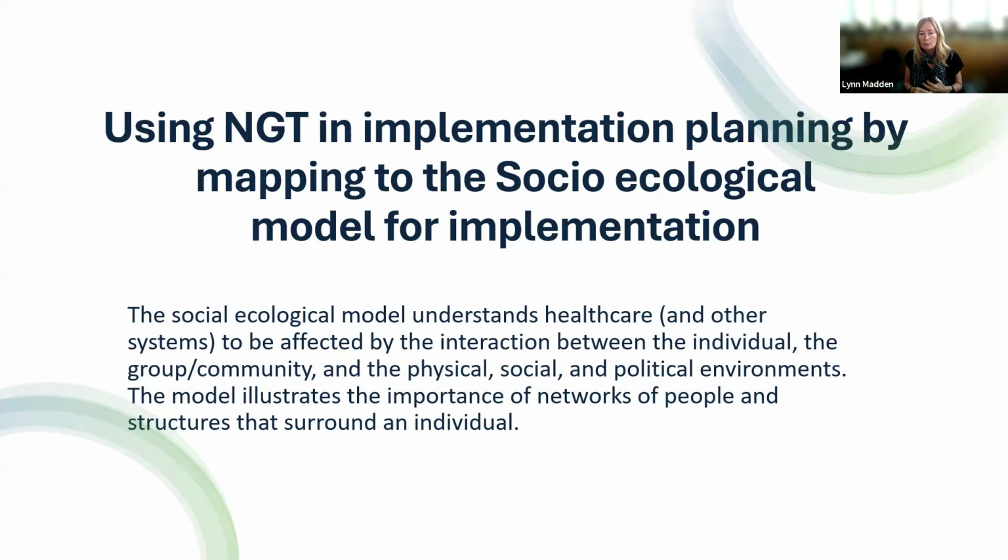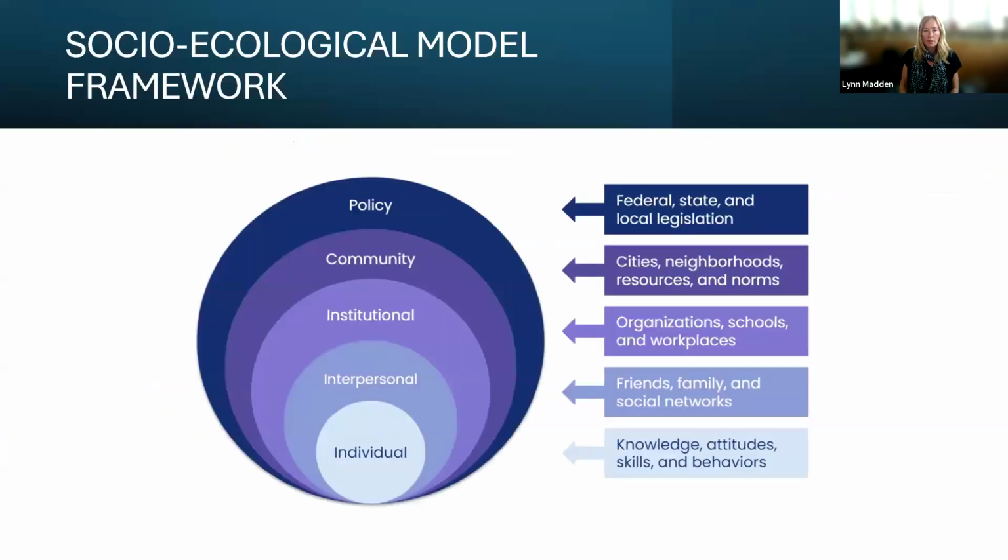So this SEM model understands healthcare and other systems, so this can be used across all systems, to be affected by the interaction between the individual, the group and the community, the physical, social, and political environments. So this model is a way of illustrating the importance of networks of people and the structures that might actually surround an individual.